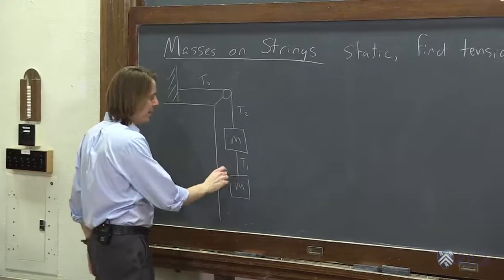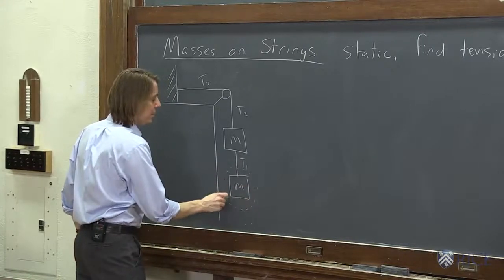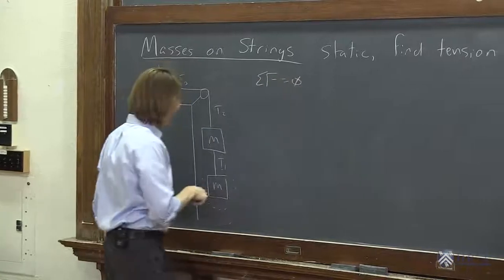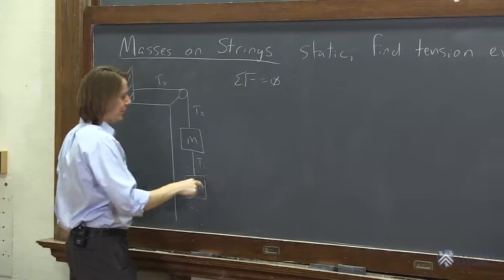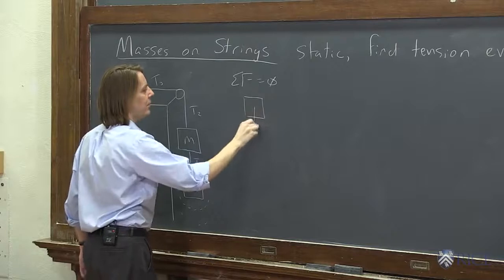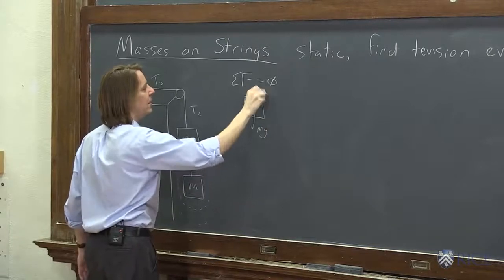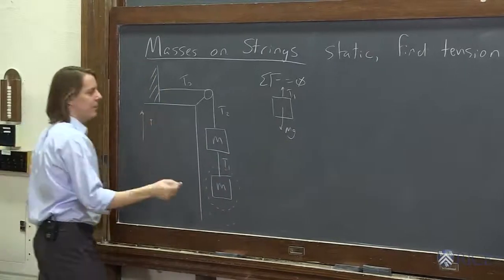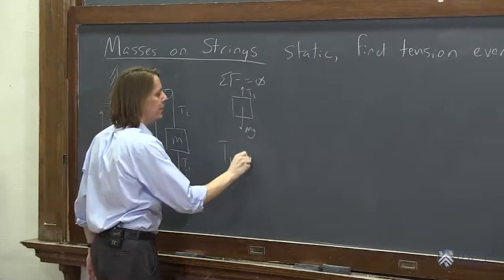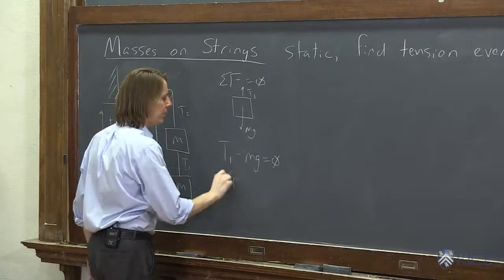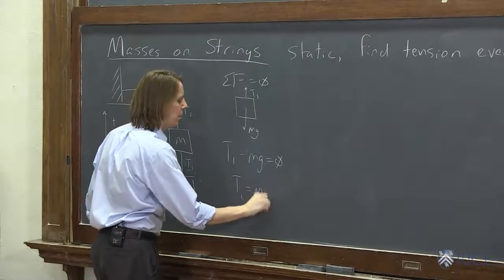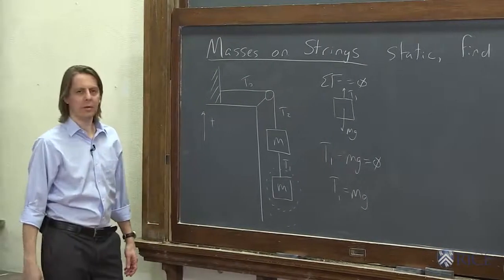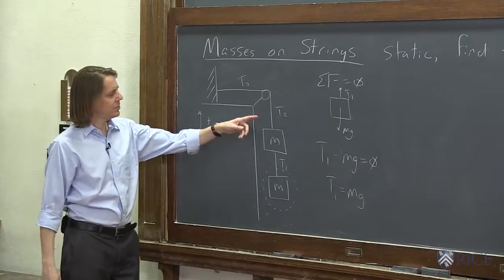So to get T1, the easy one is just this. Just say sum of the forces equals 0 for this mass only. Right, so the forces on this mass, we have mg down and we have T1 up. All right, so if we consider up the positive direction, then we have T1 minus mg equals 0. The first tension, sure enough, is just mg. Not bad. Now we need tension 2.